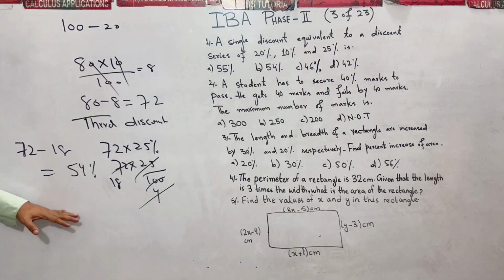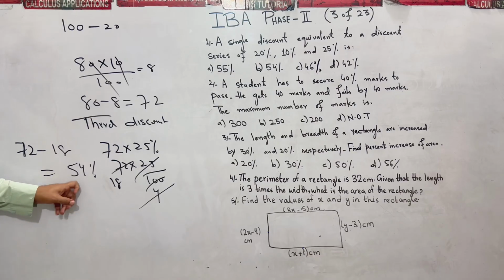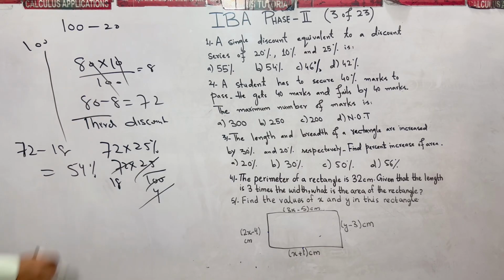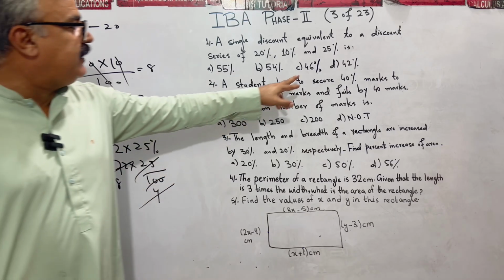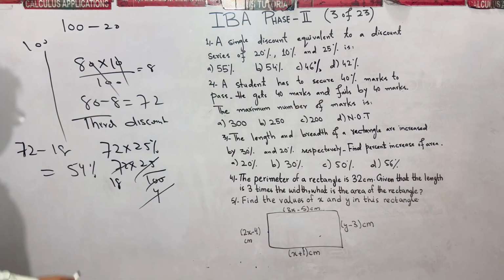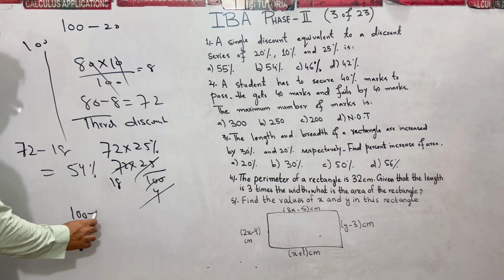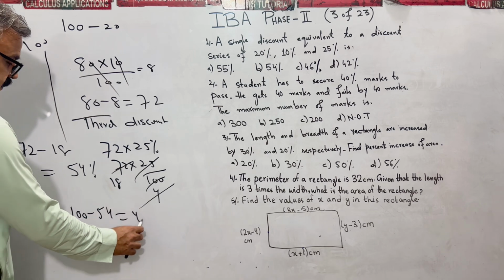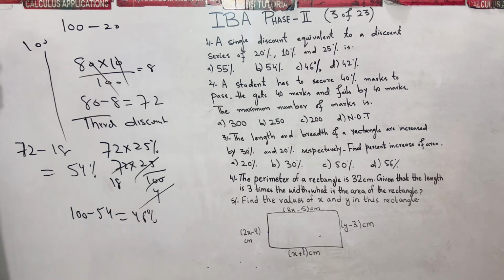One can easily make a mistake toward 54, but it is not the case. 54 is what we have to pay instead of 100. We have been asked to find the lump sum discount. That is 100 minus 54, which is equal to 46%.